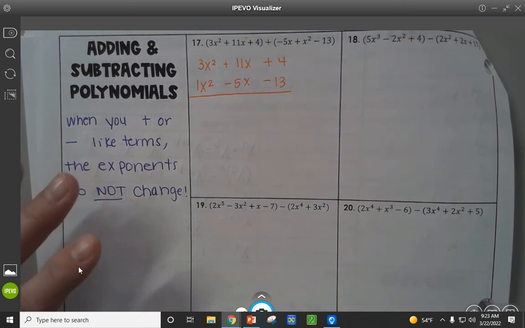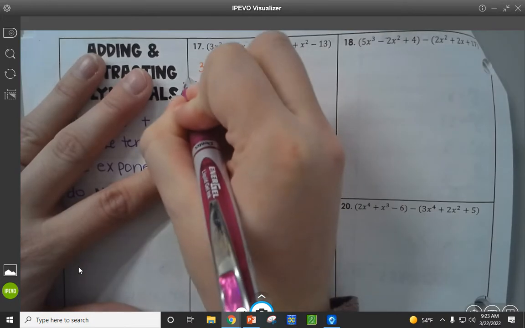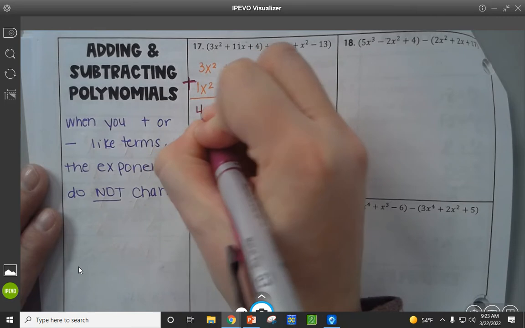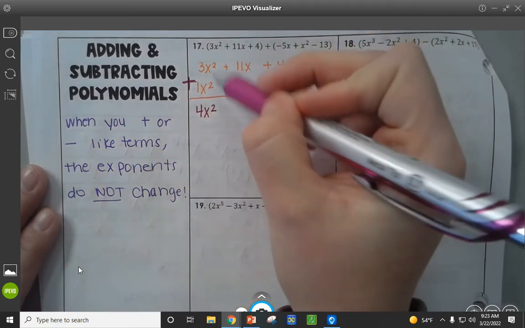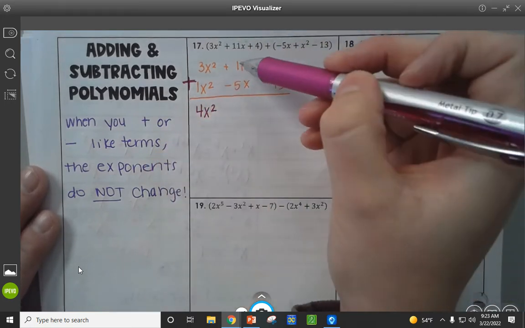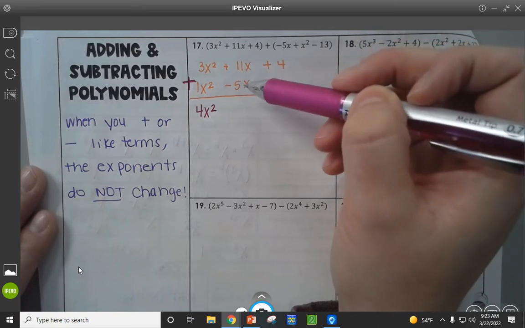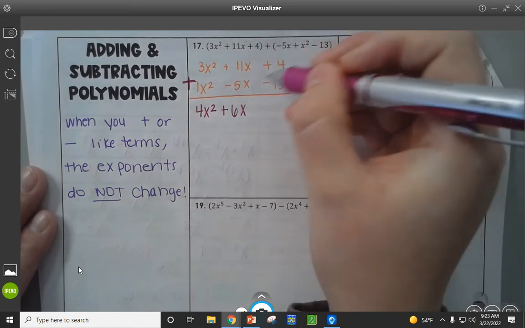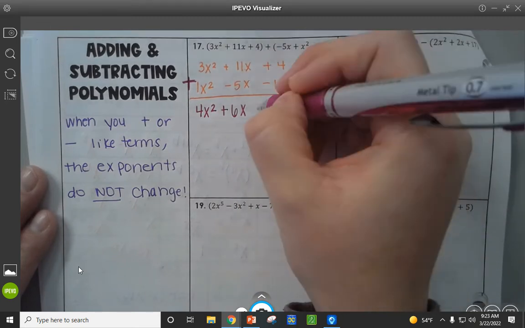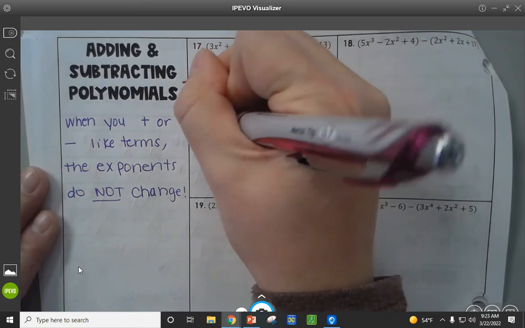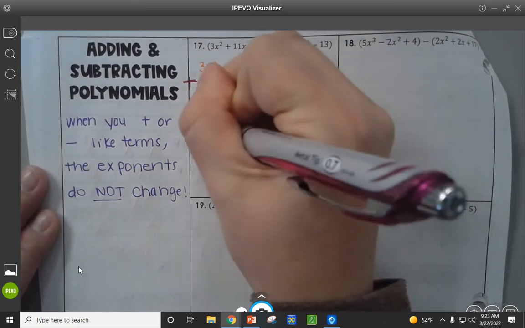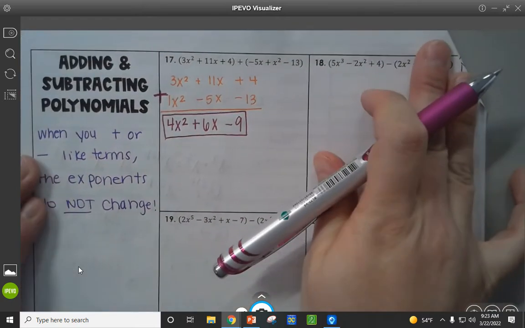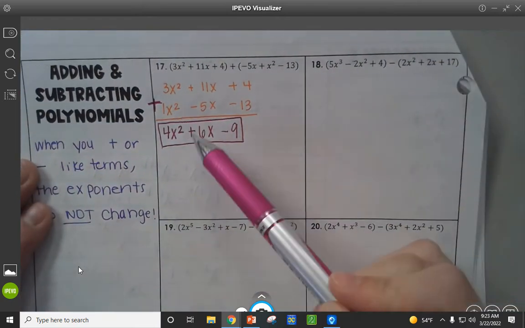And this is an addition problem. So we're adding. What's 3 plus 1? 4. So this is 4x squared. Your exponents don't change. What's 11 plus negative 5? So we have plus 6x. And then 4 plus negative 13? Negative 9. So you just drop whatever x is there.